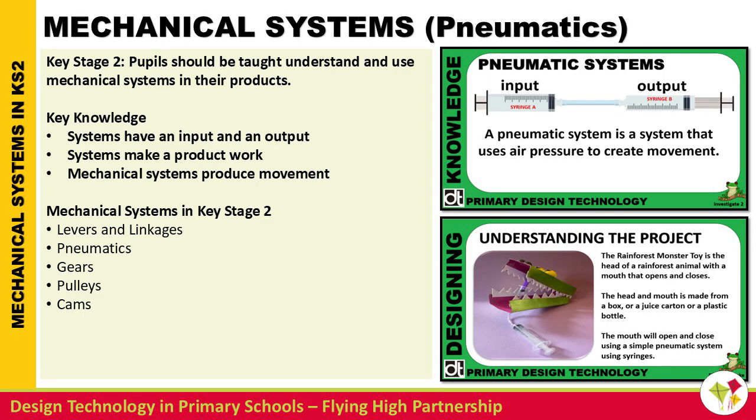Pneumatics is not specifically mentioned in the national curriculum, but is an effective way of teaching key knowledge about mechanical systems, which is: systems have an input and an output, systems make a product work, and mechanical systems produce movement. A pneumatic system is one that uses the pressure of compressed air to make something move. In primary schools, this compressed air is created by inflating a balloon and using the pressure to cause movement, or by creating a simple system involving syringes connected together using plastic tubing.